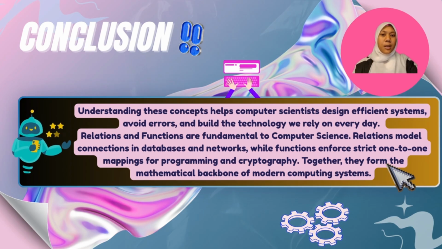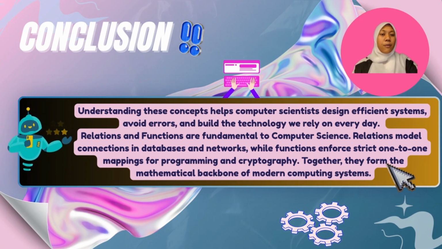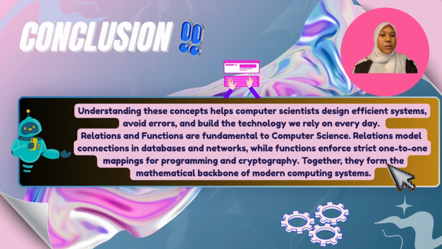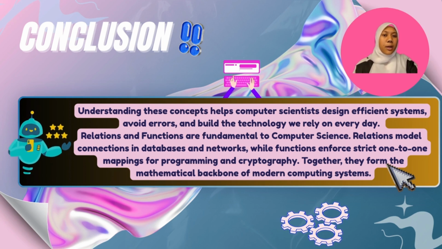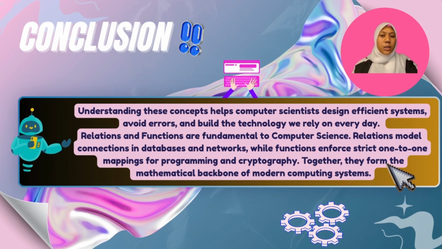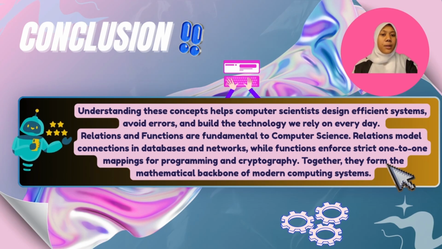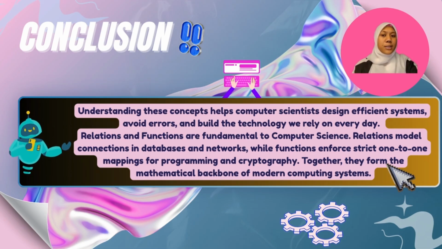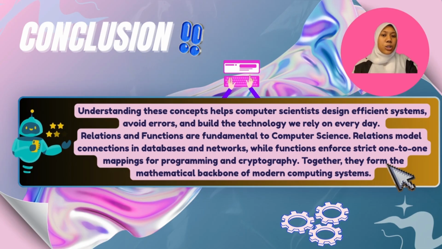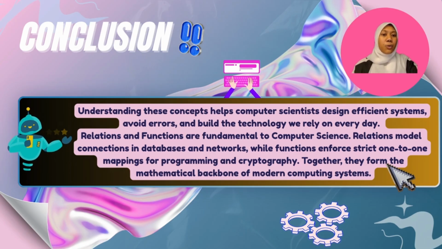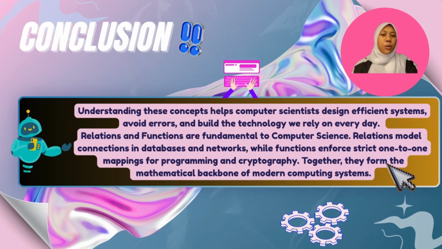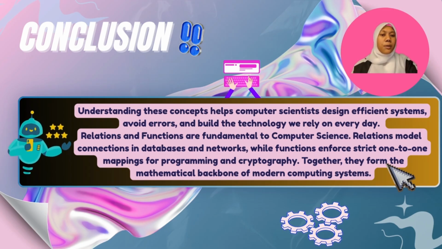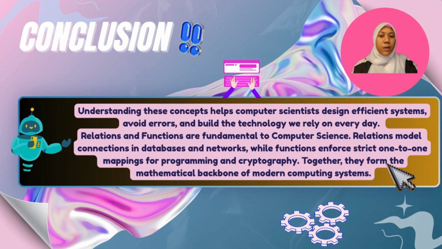Understanding these concepts helps computer scientists design efficient systems, avoid errors, and build the technology we rely on every day. In conclusion, relations and functions are fundamental concepts that power modern computer science. Relations model connections between data. They are the backbone of database tables, social networks, and search engines, where multiple entries can link to the same value.